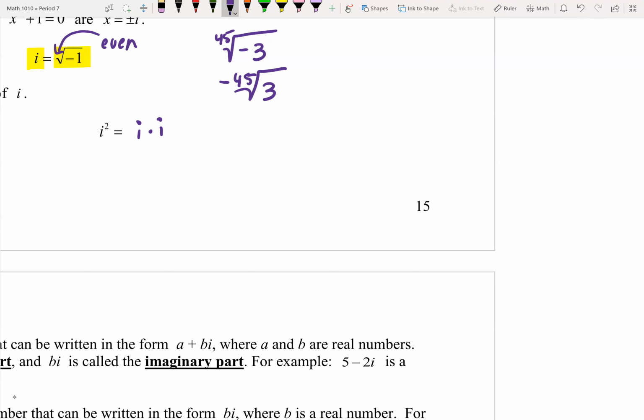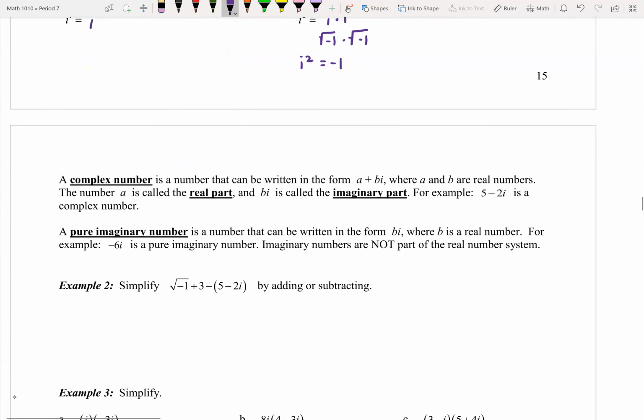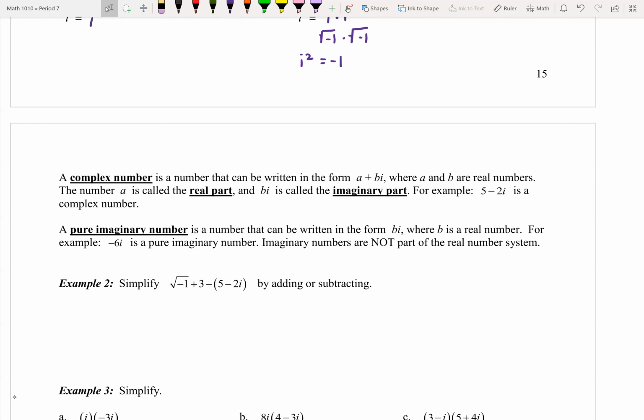And what's the definition of an i? It's the square root of a negative 1. So that would be the square root of a negative 1 times the square root of a negative 1. And what's that, everybody? Negative 1. Yes. So if you see an i to the second in your final answer, replace it with a negative 1. Okay? That's what you need to remember.